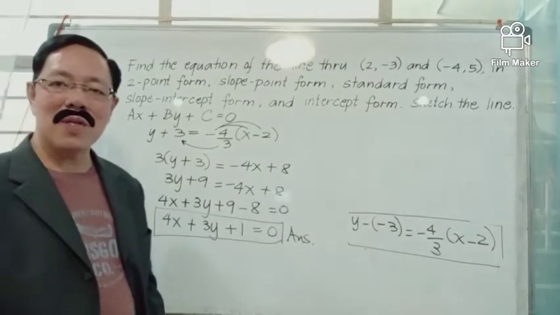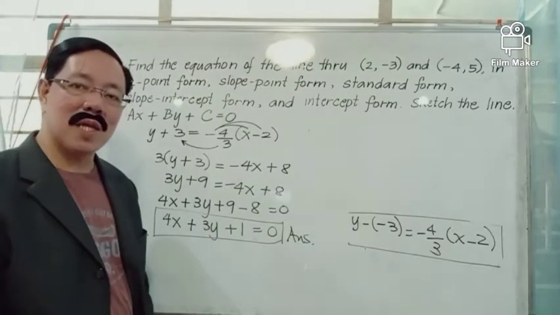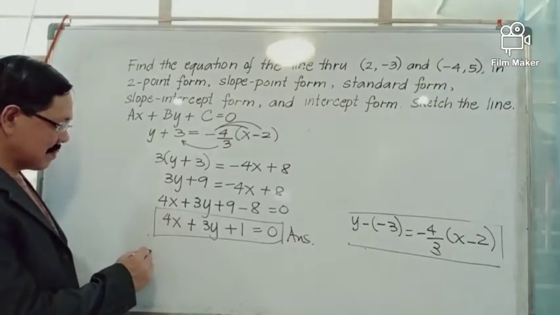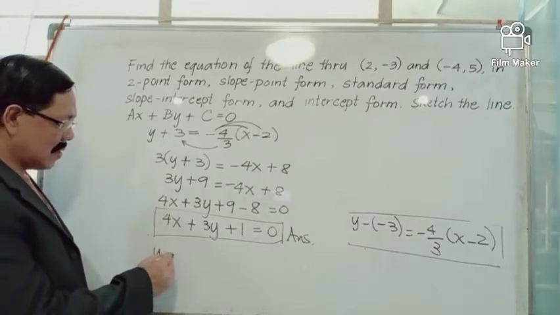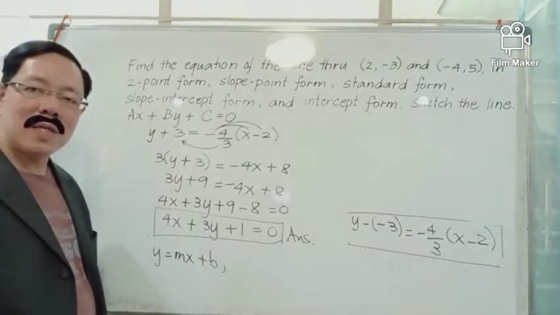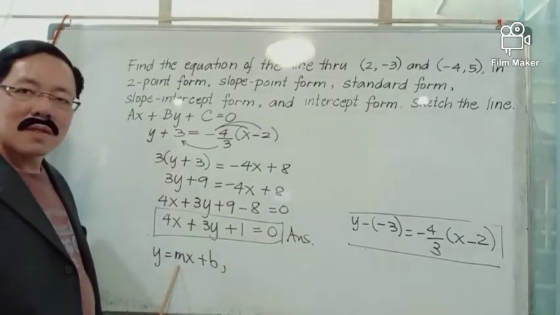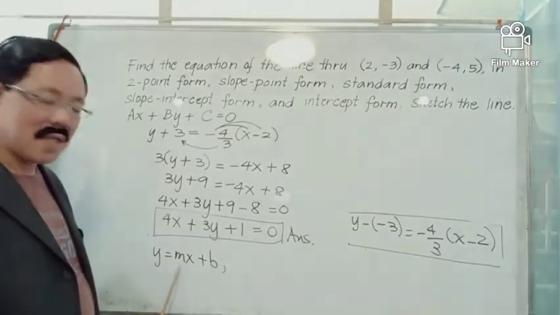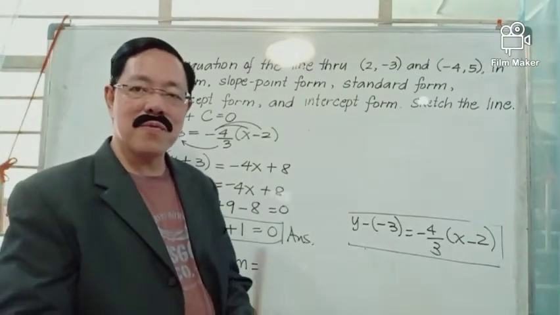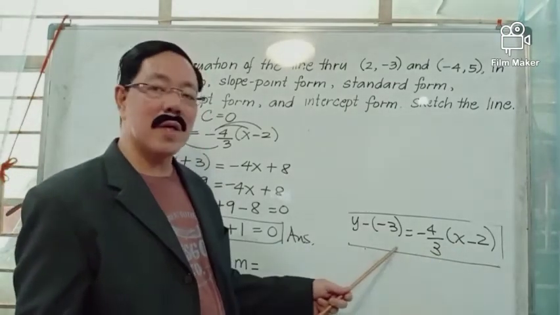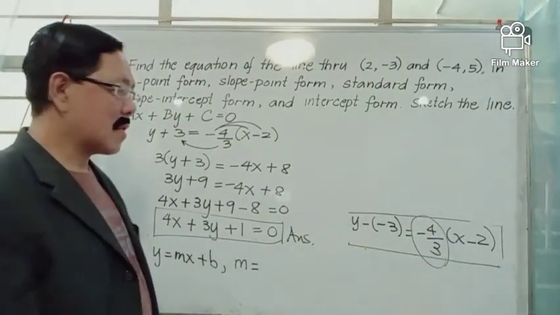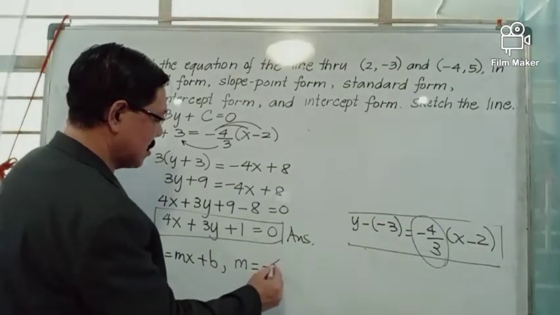Now we write the equation of the line in slope-intercept form. The slope-intercept form is given by y equals mx plus b. And earlier we have calculated the slope of the line m, or you can get the slope of the line from the slope point form of the equation of the line. And this is the slope of the line, negative 4/3.